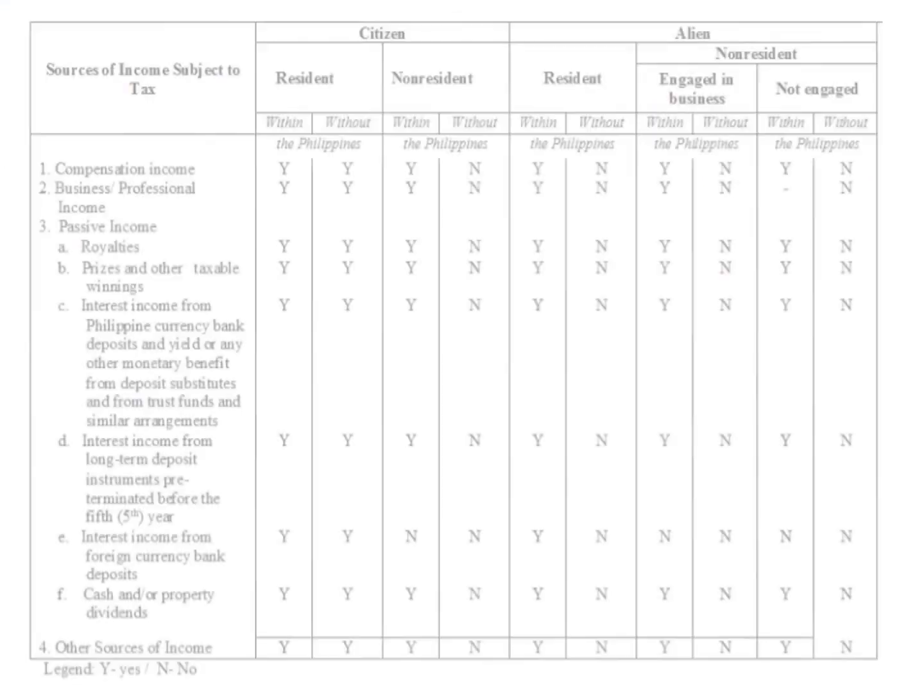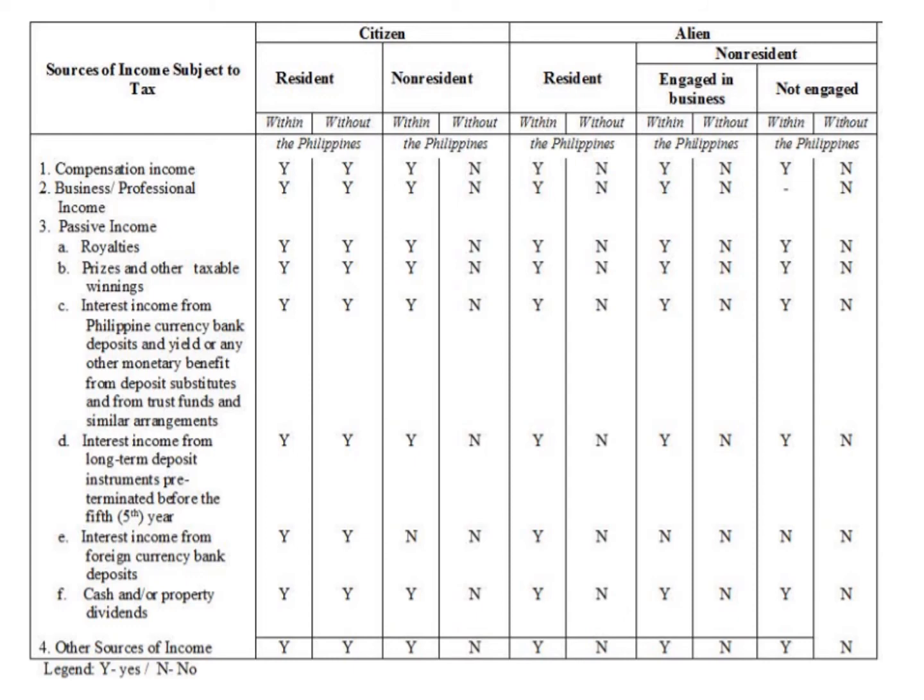Okay? So here is a good example of the different taxes that we receive. Number one is the compensation income. So we have some columns: the resident and then the alien. Under resident, we have citizen, resident, and non-resident. Under alien, we have resident and non-resident, this is citizen engaged in business and not engaged in business. So for compensation income, for citizen and resident, it is within and outside the Philippines. So that's why it's yes. For our non-resident citizen, it is only within the Philippines. So yes within the Philippines and no outside the Philippines.